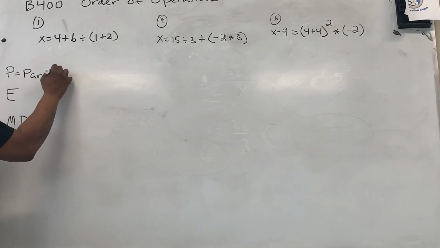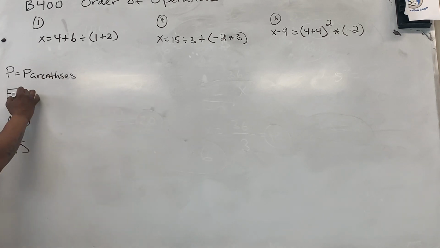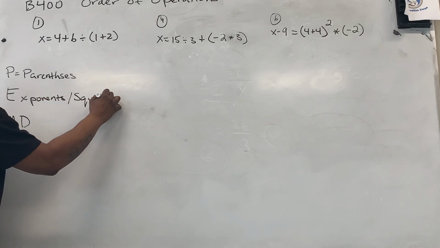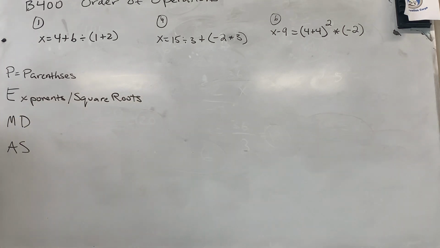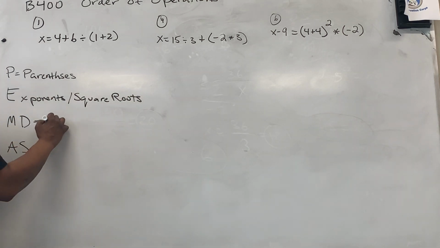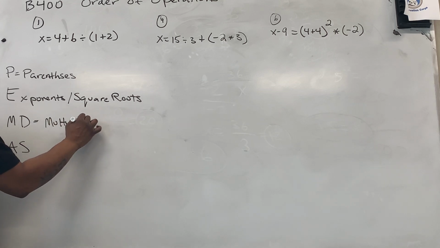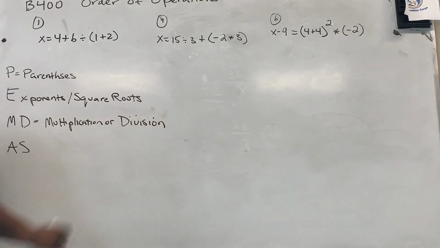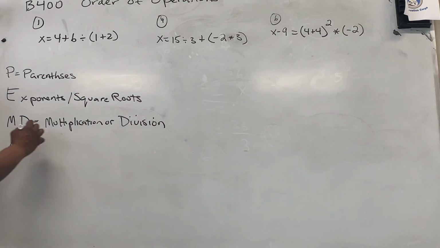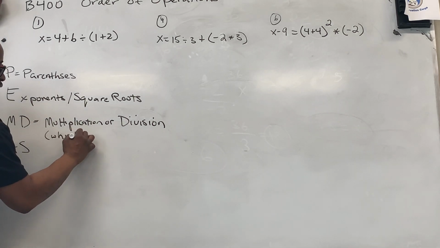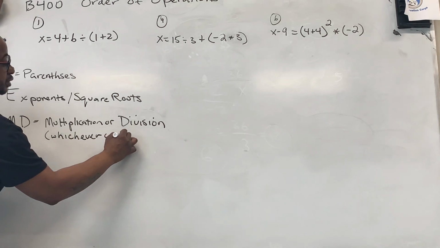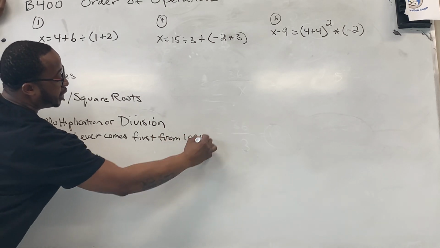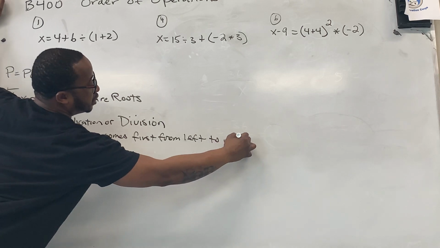P is parentheses, that's the first thing you look for. Second is going to be exponents or square roots. Third is going to be multiplication or division. Now this is with a special rule. This is whichever comes first from left to right.